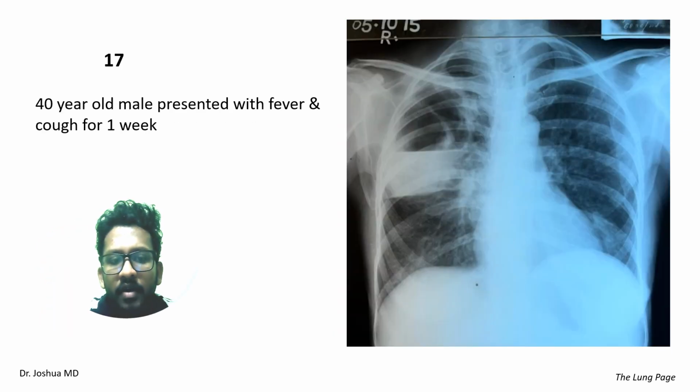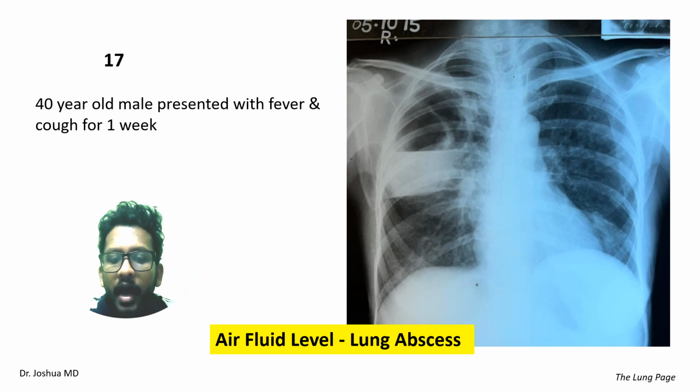The second case, 40-year-old male presented with fever and cough for 1 week duration. So what is this chest X-ray? We all know this chest X-ray. The finding is here, right side upper and middle lobe there is a cavitated lesion with air fluid level. So this is called lung abscess.